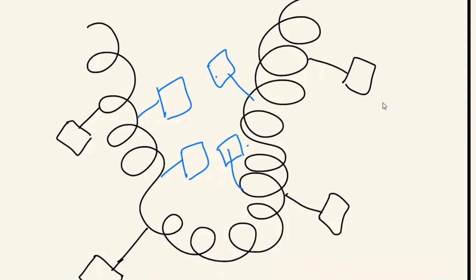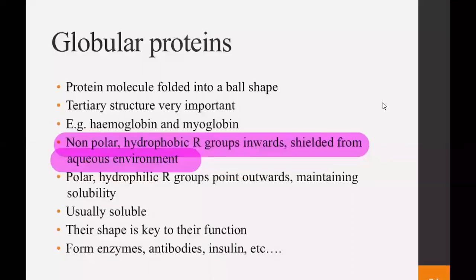All those proteins which have a tertiary structure are also known as spherical proteins or globular proteins. ठीक है? Hemoglobin is an example of a globular protein. Hemoglobin is a globular protein. Why? Because it's a protein molecule folded into a ball shape.